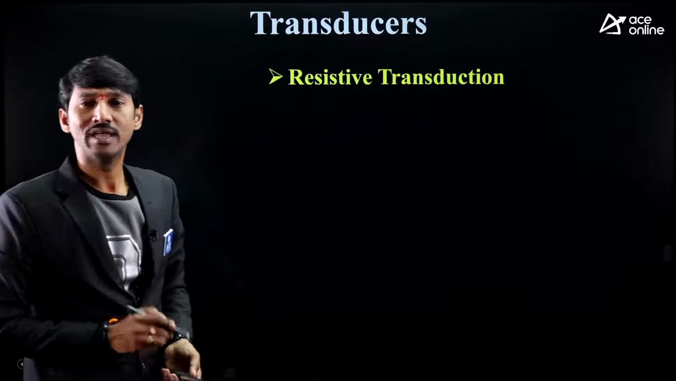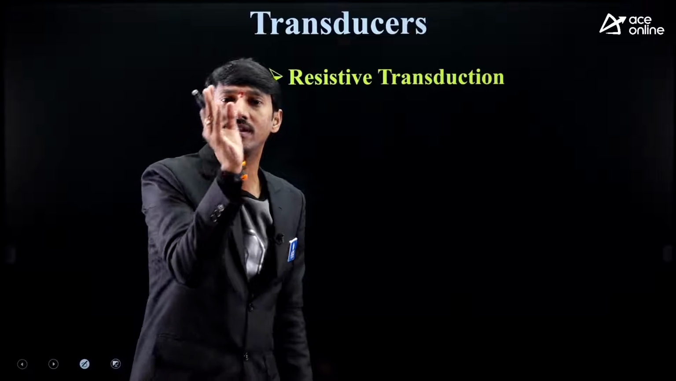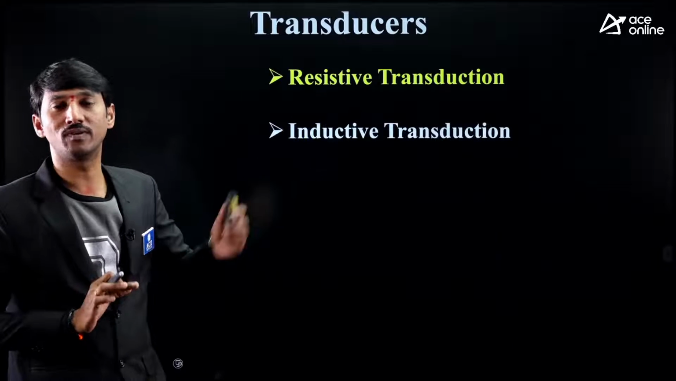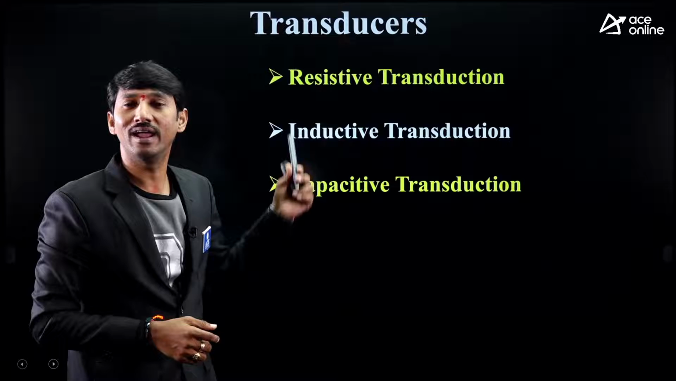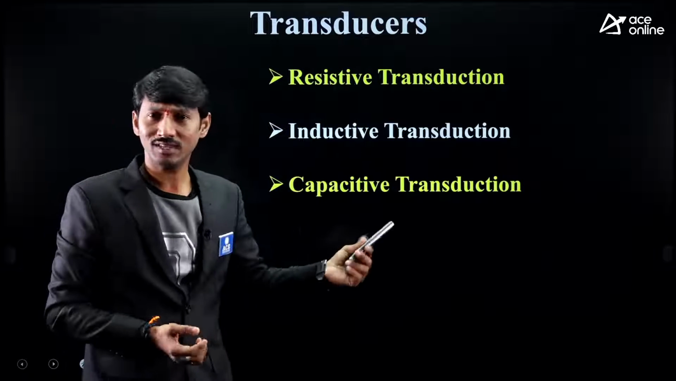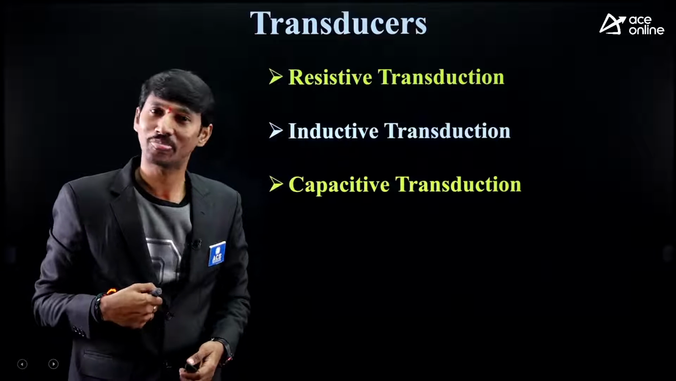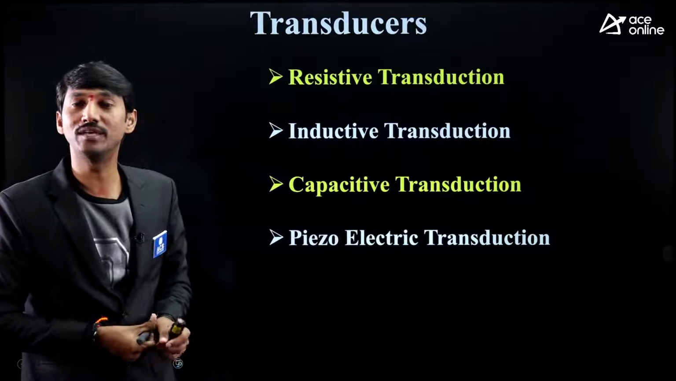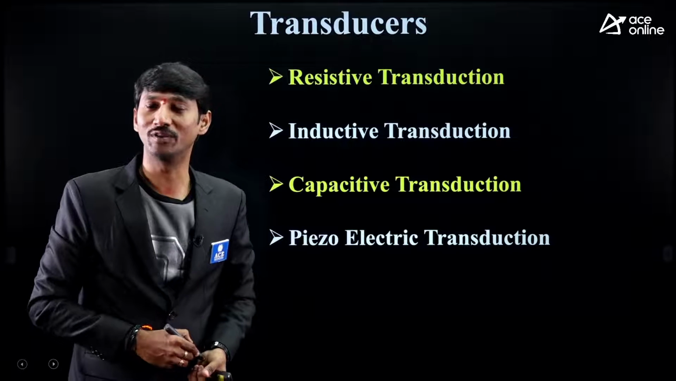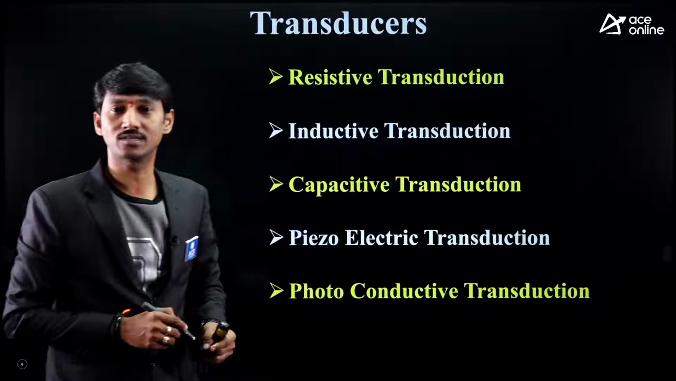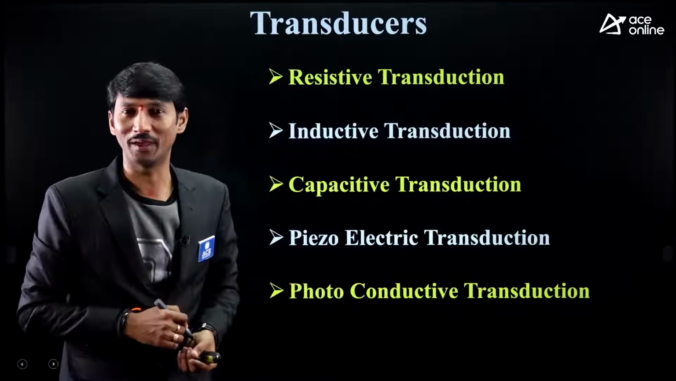Right. Now let us see. Resistive transduction means very simple, guys. The non-electrical is being converted into electrical based on the resistive principle. Next one, inductive. Next one, capacitive. So all these three are generally called passive. Why? RLC elements are passive. Therefore, these transduction principles or these transducers come under the passive transducer category. Okay. Next, piezoelectric transduction, based on the piezoelectric principle. And finally, photoconductive transduction. These many types of transduction processes are there. Okay, now let us see.